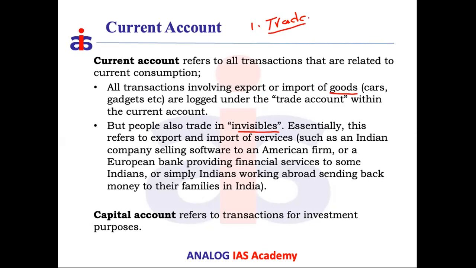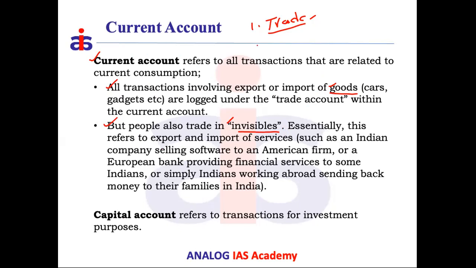So total trade is based on two things: trade of goods and trade of invisibles. With respect to goods and invisibles, export and import related payments come into and go out of the country. If you maintain all those transactions, that separate account is called the current account. The current account is broadly divided into two: goods related transactions in and out, and invisibles related transactions in and out. We are not going deep into the current account, but broadly we know what it means. Now, what does the capital account mean?